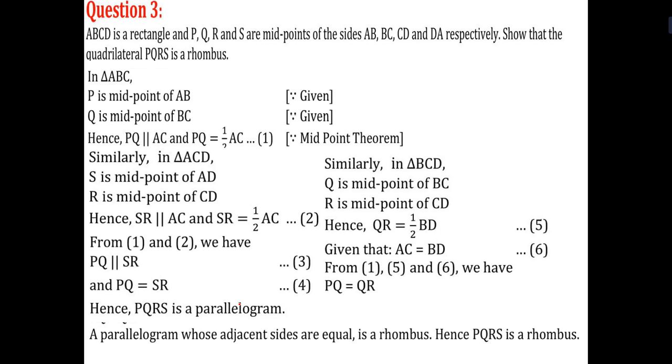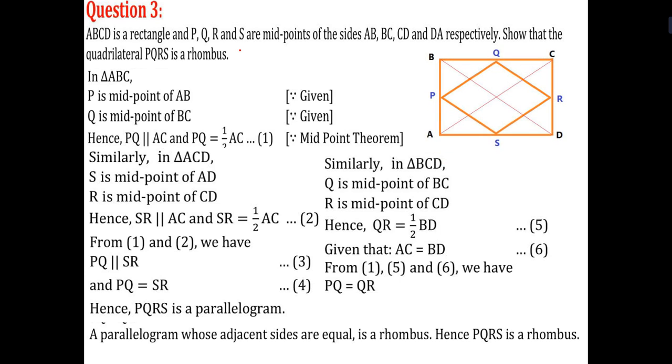Now third question. ABCD is a rectangle. P, Q, R, S are the midpoints of sides AB, BC, CD and DA respectively. Prove that PQRS is a rhombus. So here we have to draw the diagram. We have to prove that PQRS is a rhombus. Here ABCD is given as a rectangle, and so we have to use the midpoint theorem.